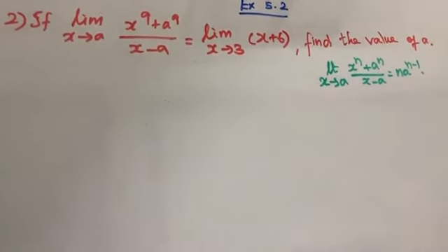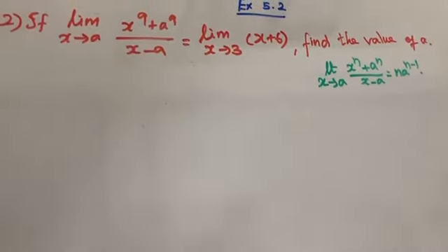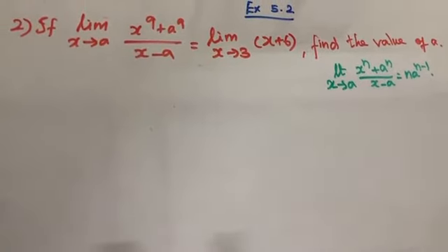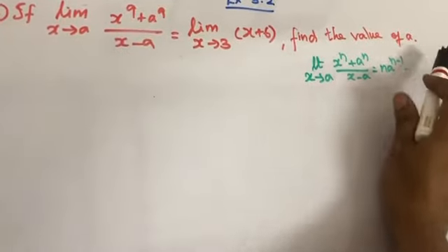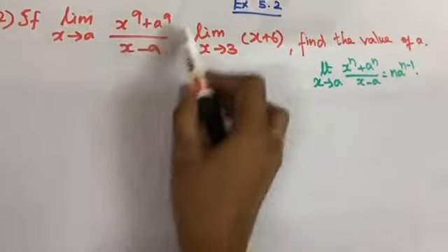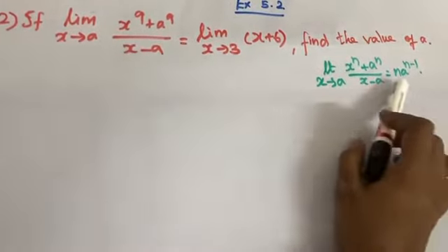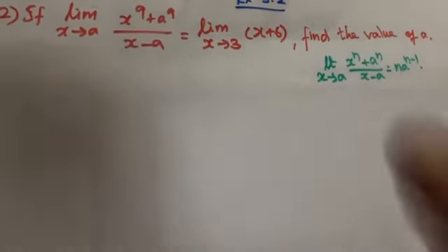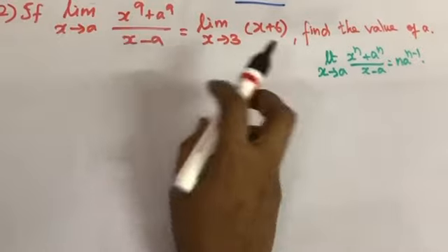Second one, if limit x tends to a, x power 9 minus a power 9 divided by x minus a is equal to limit x tends to 3, x plus 6. Find the value of a. So here also this is similar to the standard limit. So we can apply the value directly. So we are going to apply this and then we will find the value of a.